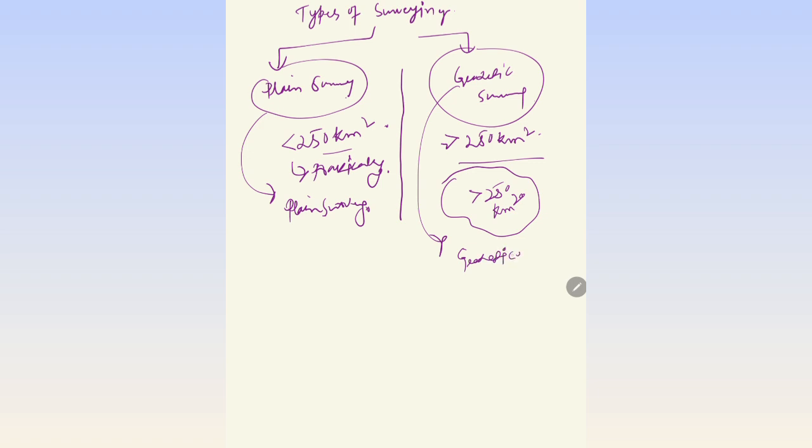What is this plane and geodetic? Actually the word plane is used when we consider the lines on earth surface flat, that we say that all lines on the surface of earth are flat.